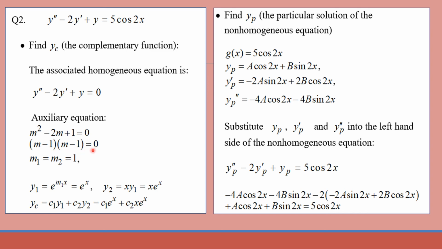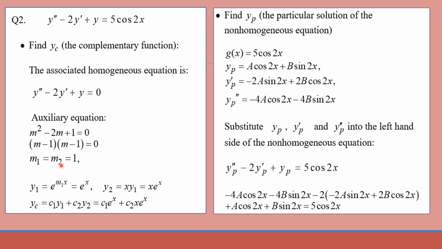Based on this equation, we get two roots which are both equal to 1. So m1 equals m2 equals 1. So we have a case of repeated real roots. To get y1, since m1 is a real number, y1 is expressed in the form of e to the m1x. Substitute m1 by 1, so y1 is just e to the power of x.